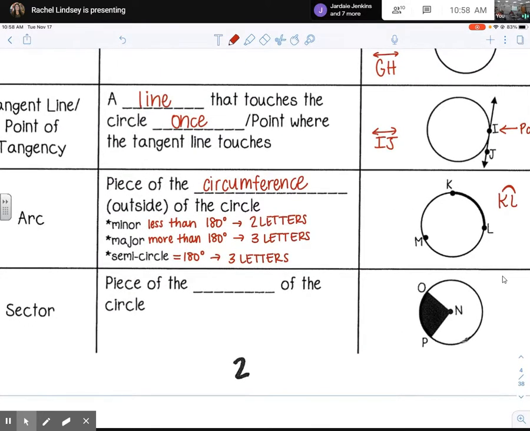And then a sector is just a piece of the area of a circle. So it's like a slice of pie out of the circle, the sector of the circle. Okay, so on page 3, you're just going to go through those and tell me what they are: if they're a diameter, a center point, a sector, an arc, a tangent, whatever it is.